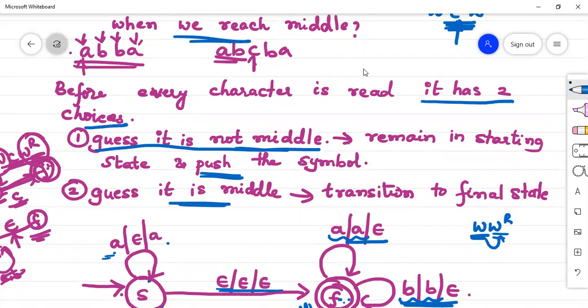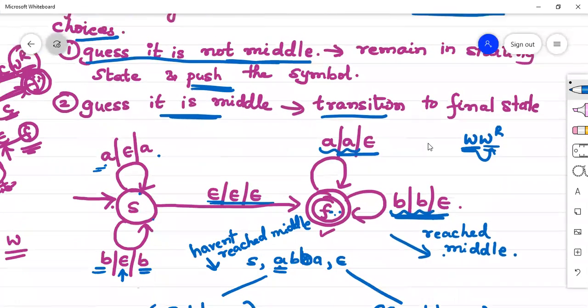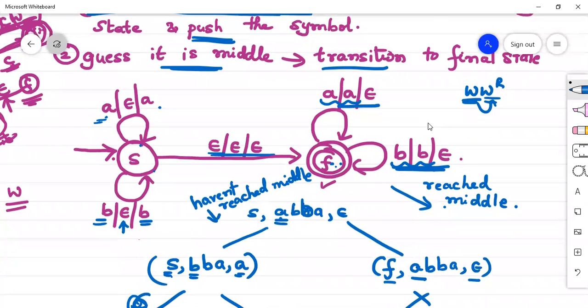Or guess it's the middle and make a transition to another state. Okay. But when you make the transition, make sure that nothing changes because it's just a transition. It's just a guess. So we designed the PDA like this. We started with S, right? So if you get A, it doesn't matter what is there in the stack, push it because you are assuming you are in the left side, W. Similarly, if you get B also, it doesn't matter what is there in the stack, you just push it. This is for the guess when you are assuming you are in the W part.